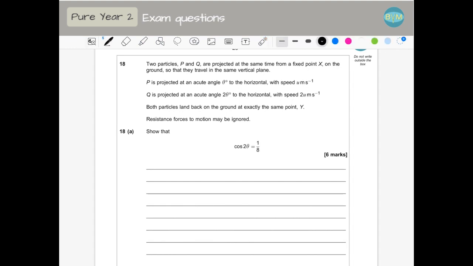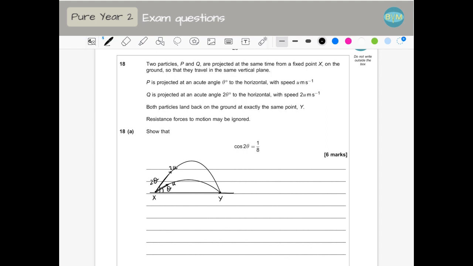So what is happening? I'm going to do a very quick sketch. We have two particles, one projected with speed u at angle theta, and another with 2u, so double velocity and double angle, 2 theta. But they are both landing at the same point. This is point X, this is point Y, and this one is just going to go higher, but then land at the same point Y. We have to show that.